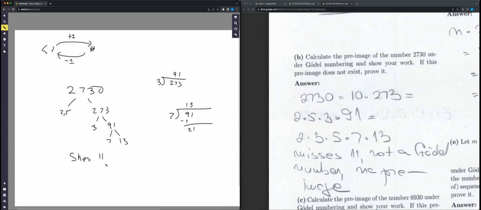9 is not a prime. Damn, everyone's roasting you, bro. Yeah, 9's a perfect square.